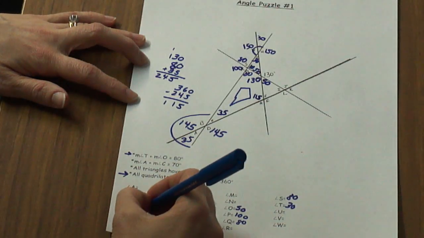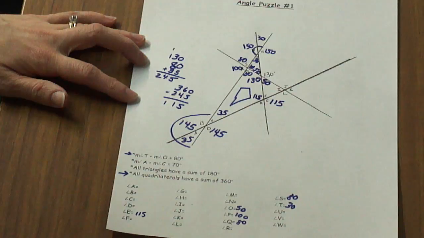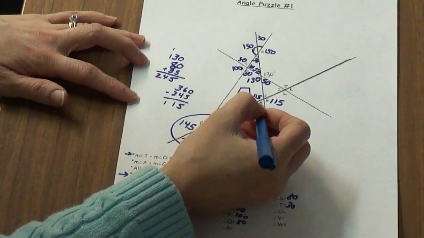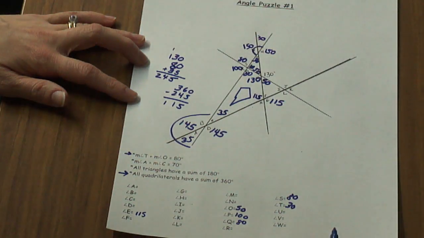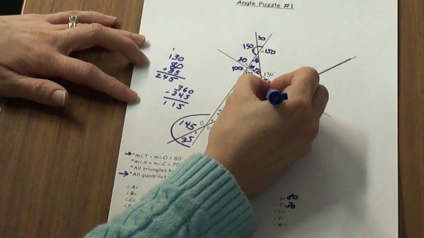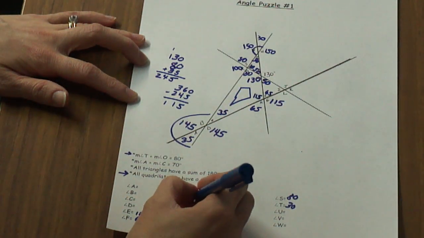If E is 115, I know the angle across from it, G, is also 115. These guys are supplementary, which means H plus 115 is 180. That leaves me with 65. F would also be 65 because it's across. They are vertical.